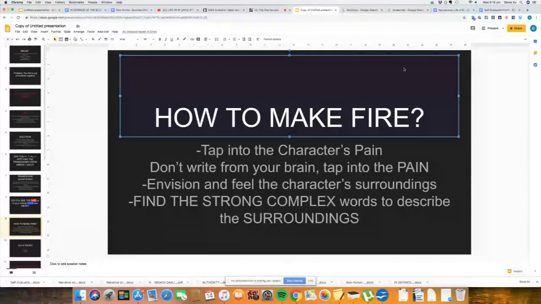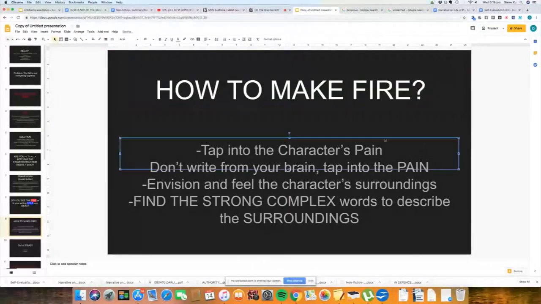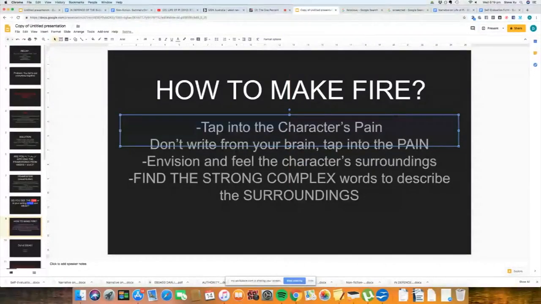And so the way we make fire is, again, envision, and I want you to feel the character's surroundings. So if, say, for example, the character is stuck in a storm, they're cold and wet, imagine a similar scenario, right? Because I know all of you have been in situations where you've been locked outside, you've been cold, you've been wet. How does it feel? Tap into that pain. And so let's talk a little bit about this, right?